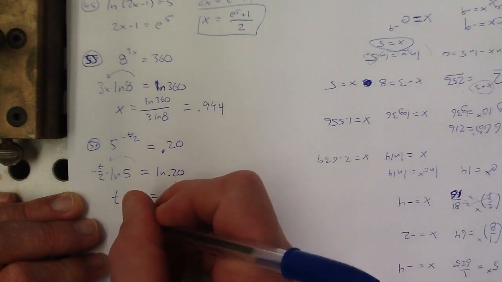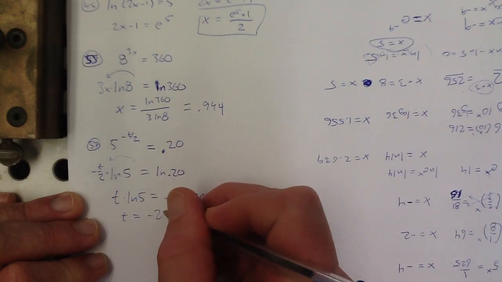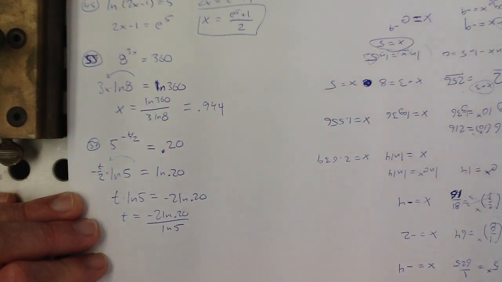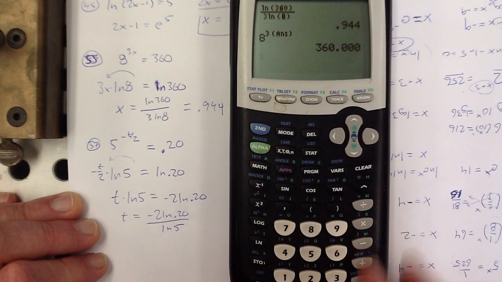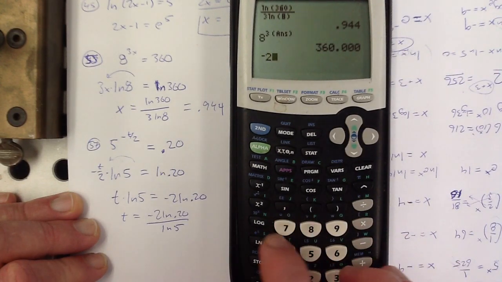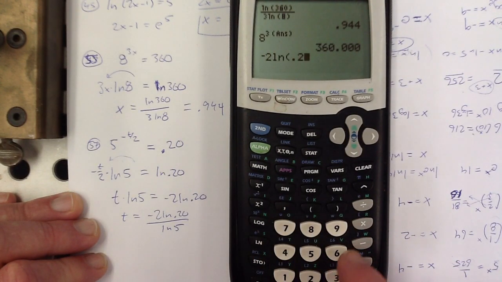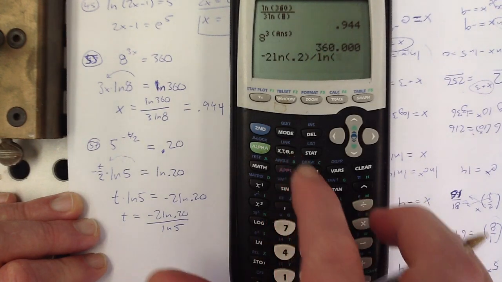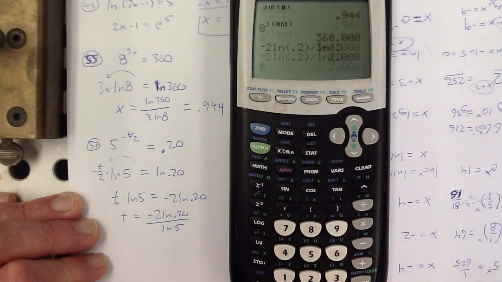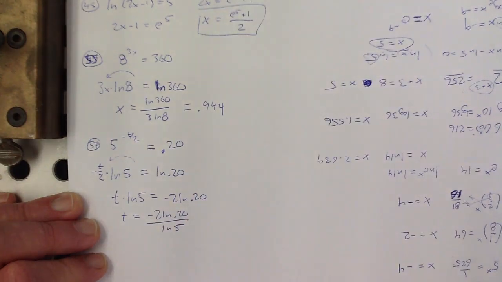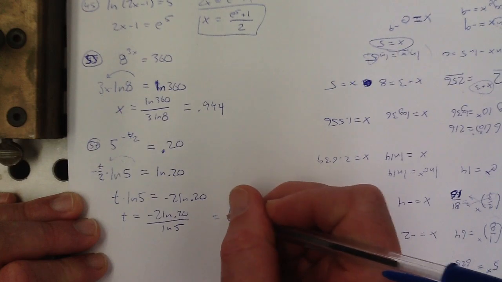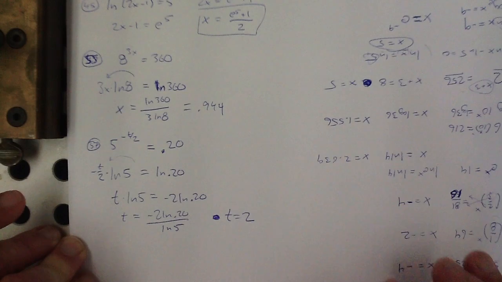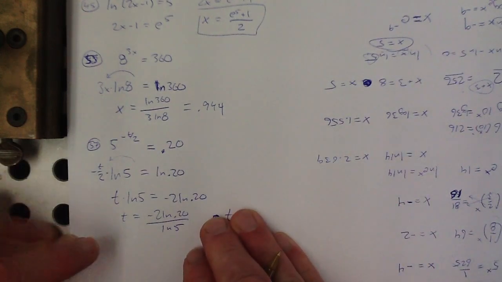And then I'm going to divide by natural log 5. And then I'm going to get my calculator. Negative 2 natural log 0.2 over natural log 5 is 2. All right.